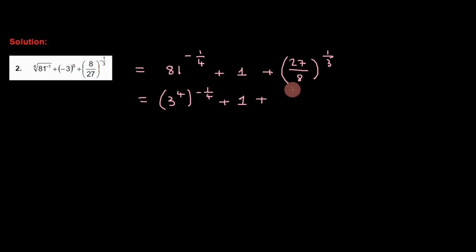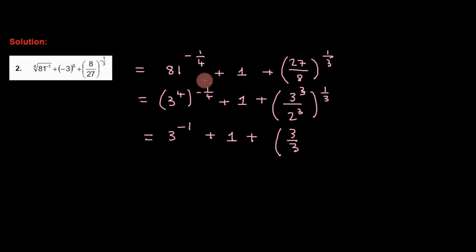And we can use prime factors of 27, which is 3 cubed, and 8, which is 2 cubed. We multiply the powers here, so the 4's cancel, and we get 3 to the negative 1. Now, in the third term in the expression, we can write 3 over 2 all to the 3. So 3 over 2 all to the power of 3, and then all raised to the power of 1/3. Of course, 3 to the negative 1 is a third.